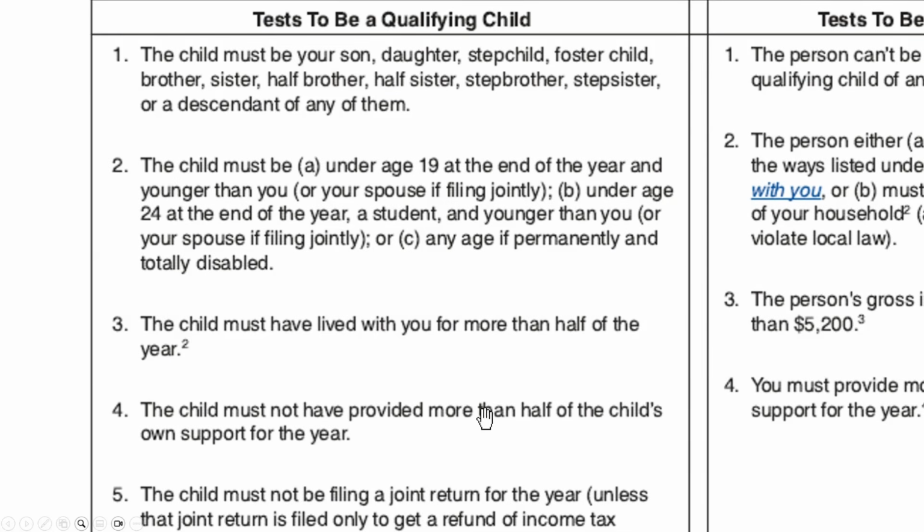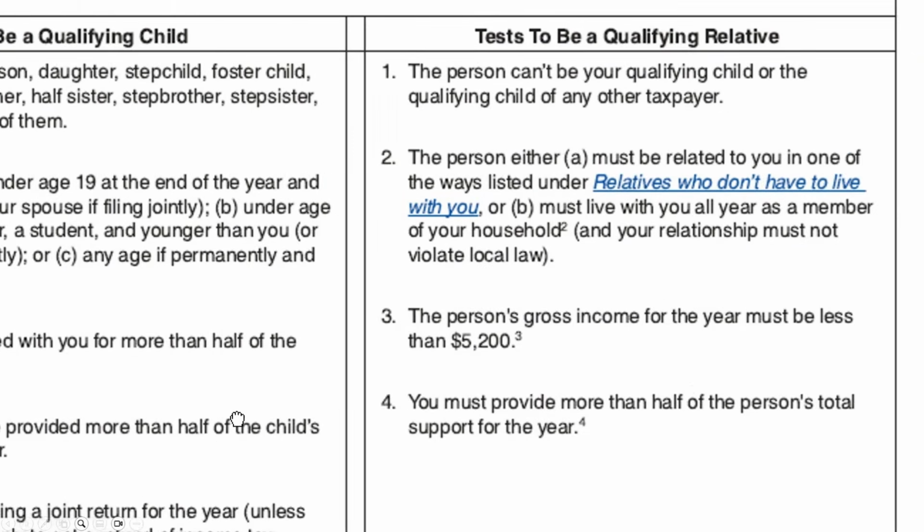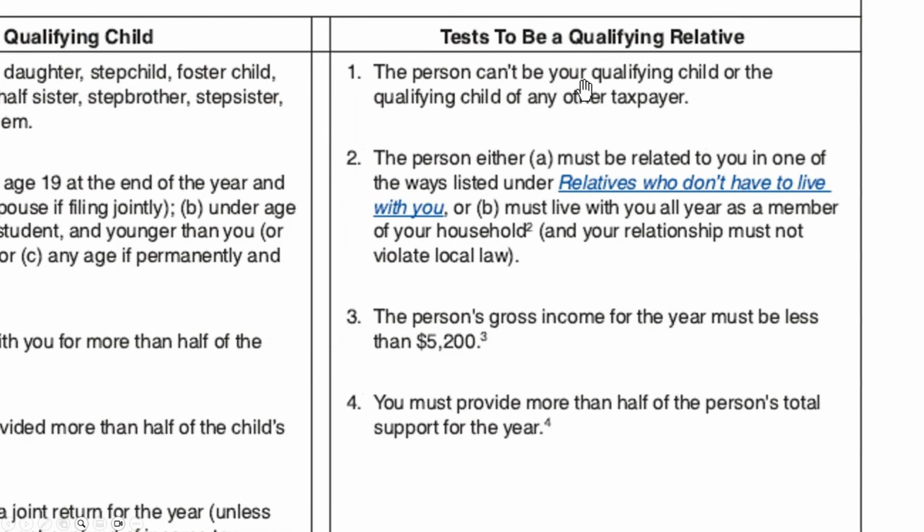So if they meet all of these tests, then they are a qualifying child and you can take them as a dependent. So now let's talk about qualifying relative. In order to be a qualifying relative, they cannot be your qualifying child or the qualifying child of anybody else. So, for instance, if they are the qualifying child of your ex-spouse, then they cannot be your qualifying relative. Next, the person has to either be related to you in one of the ways on that special list that we talked about before, or they must have lived with you all year as a member of your household.